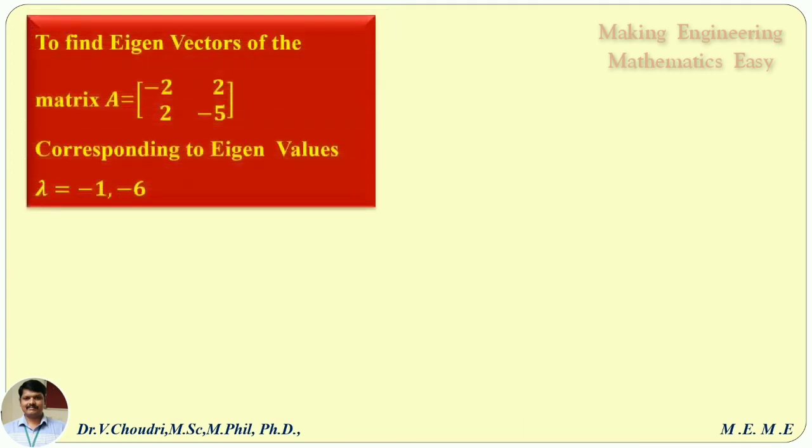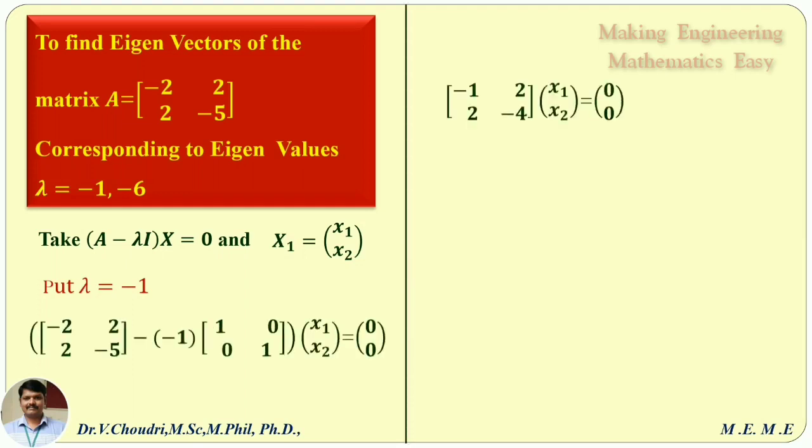Now, to find the eigenvectors of the matrix A corresponding to the eigenvalues lambda equal to minus 1, minus 6, we take the corresponding equation (A minus lambda I) into x equal to 0. Assume the eigenvector x equal to x1, x2. Now we substitute the eigenvalue lambda equal to minus 1 in the above equation. Therefore, we get the square matrix minus 1, 2, 2, minus 4 into the column matrix x1, x2 equal to 0, 0. Simplifying this one, we get minus x1 plus 2x2 equal to 0 and 2x1 minus 4x2 equal to 0.